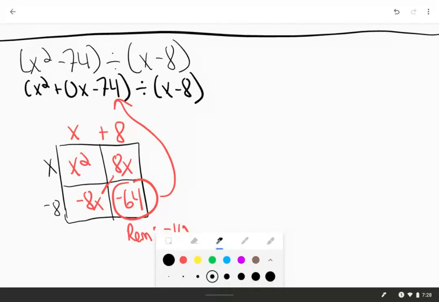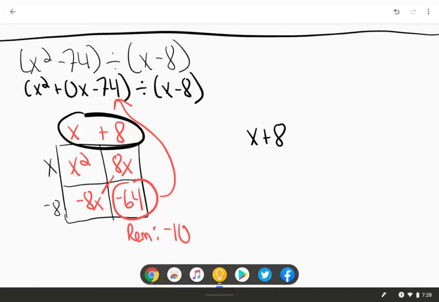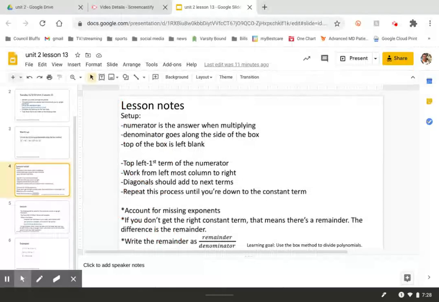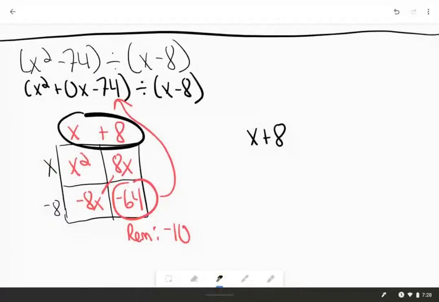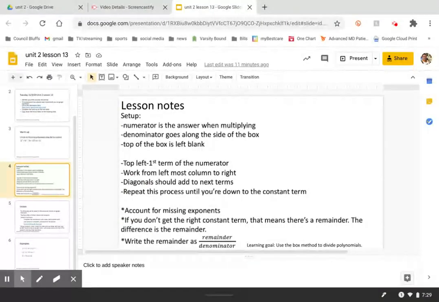Okay? The only thing that's left is to write the answer. So my answer is going to be x plus 8, right? And then as the lesson notes say, I'm going to add the extra term as a fraction. So minus, my numerator is going to be minus 10, and then my denominator is going to be the original denominator. So x minus 8. So x plus 8, and then minus 10 over x minus 8. And that right here is it for lesson 13.